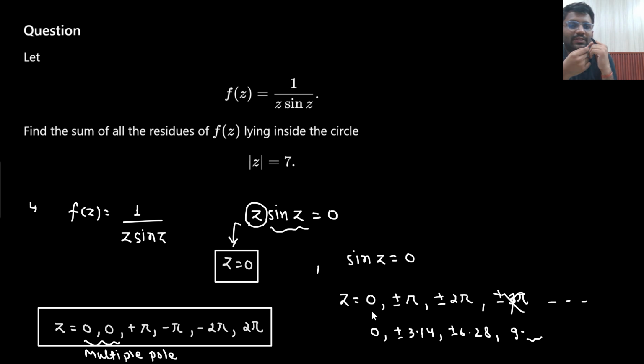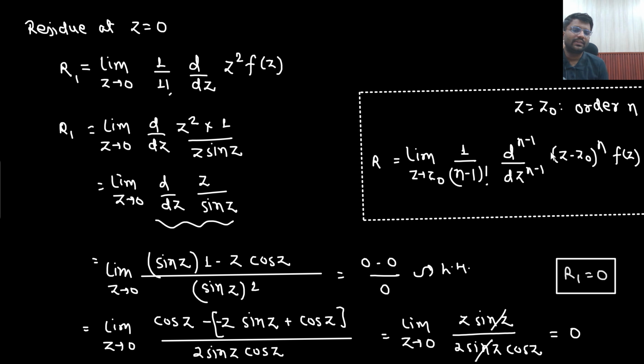So pole of order 2 would say that you multiply with z square, and then whatever function you get, you put the limit, then you differentiate that function, and then you divide it by 1 factorial, and then you put the limit z tending to 0. Okay, this method we have applied here. Our z naught was 0 only, so this became z square f of z. Understandable? Okay, so go to the answer.